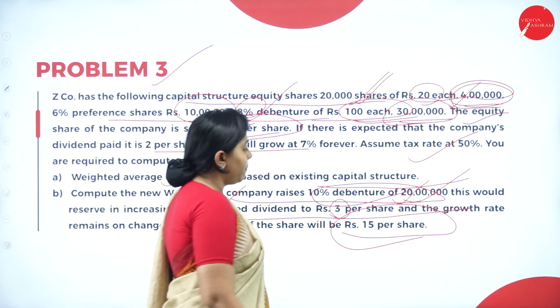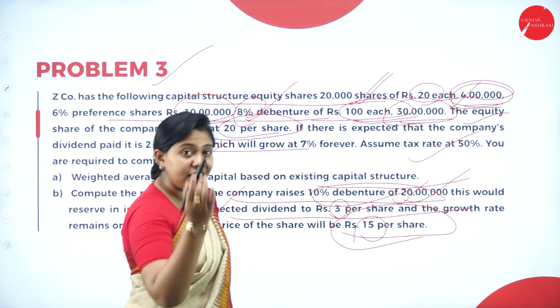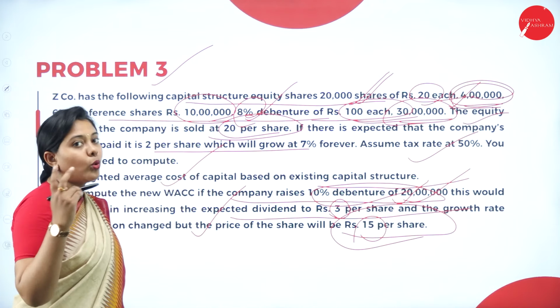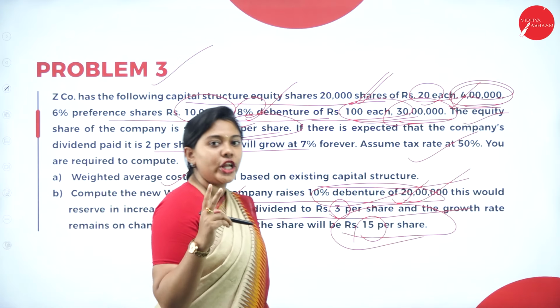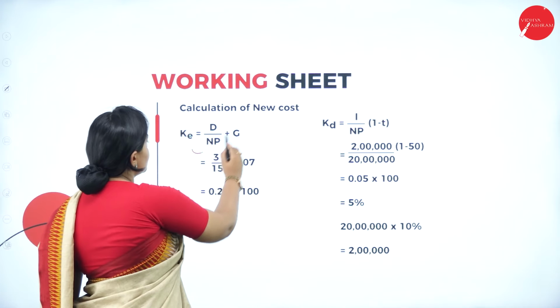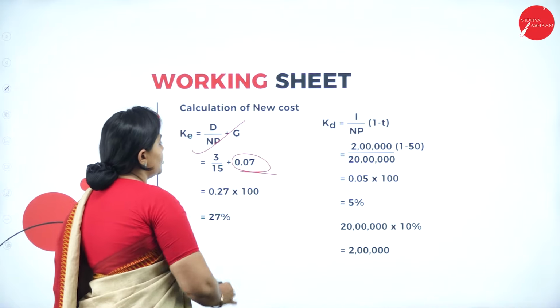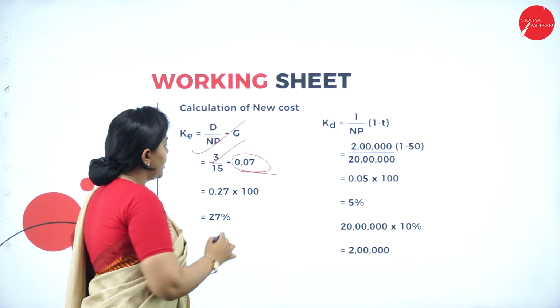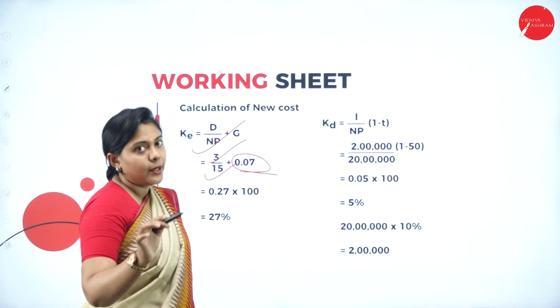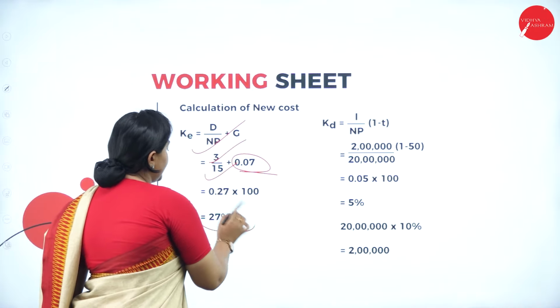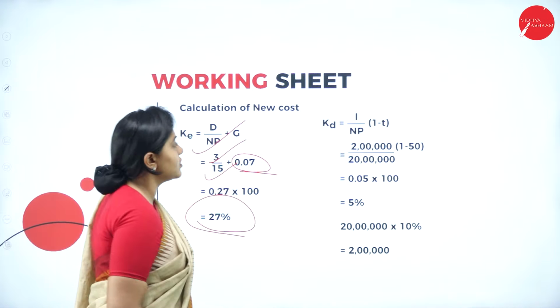From the share price of 20 rupees, it has been declined to 15 rupees. So, 2 calculations you have to do: debenture and equity calculation. Cost of equity is dividend divided by net proceeds plus growth. Growth rate remains unchanged. Dividend is 3 rupees. 15 rupees is the net proceeds. If you calculate, you'll get the answer as 27%.